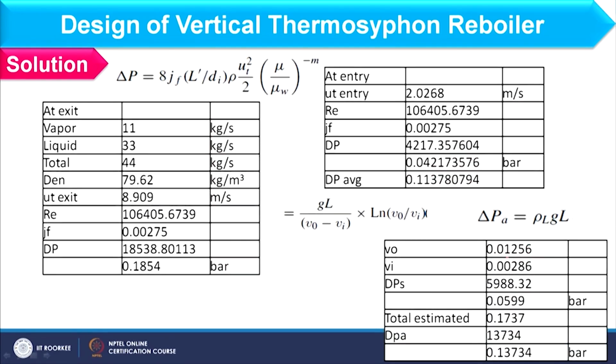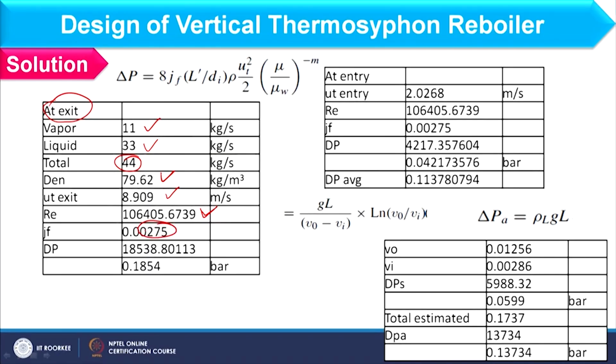Now, let me calculate the pressure drop in tube side, and that should be due to friction as well as static head. So, at exit condition of the tube we have this much vapor and 33 kg per second of liquid. So, total feed is 44, right. Density of the mixture comes as 79.62. This you can find in the similar line as we have calculated in previous example. Velocity at exit condition we can find as 8.9, and similarly we can find out the Reynolds number, as we have discussed in previous example.